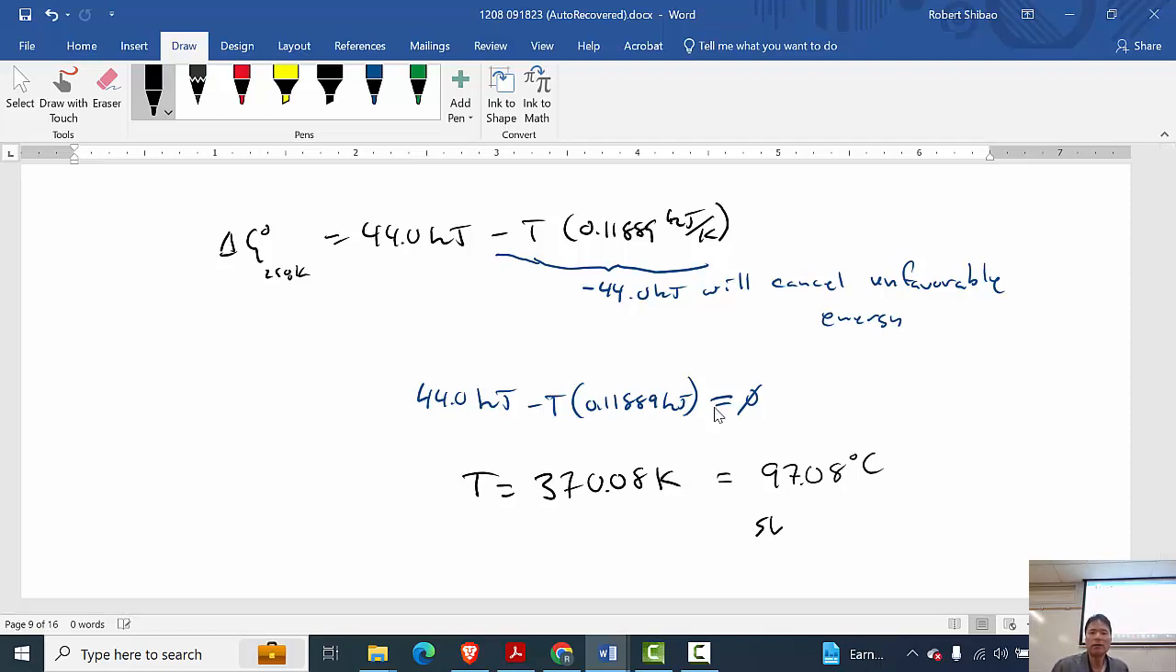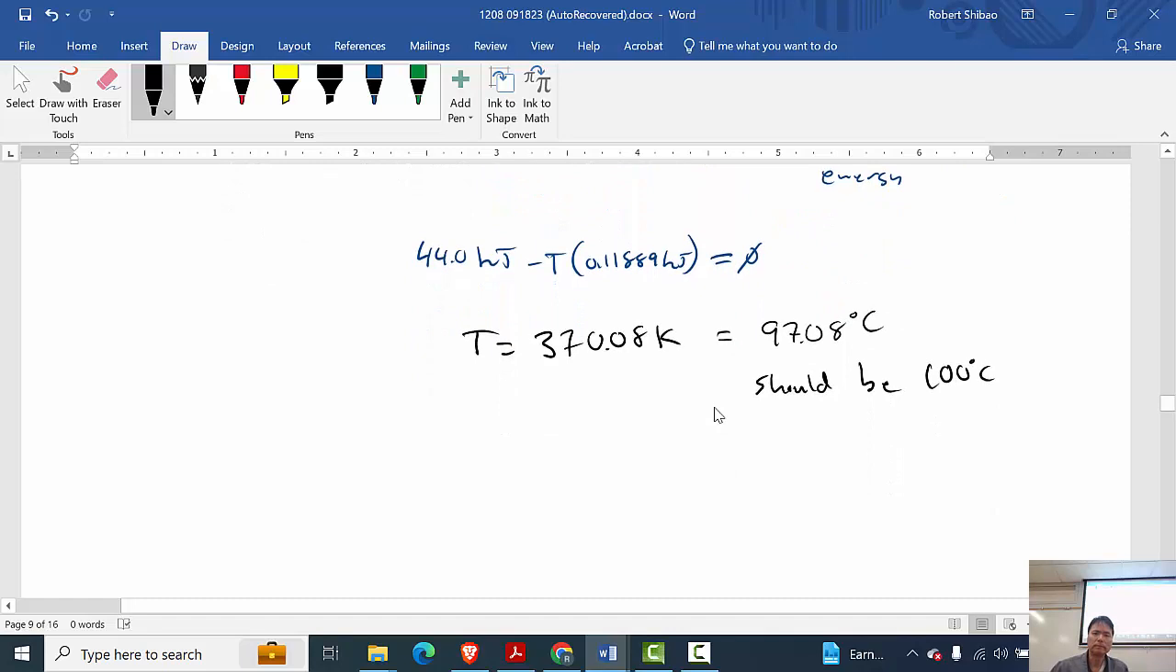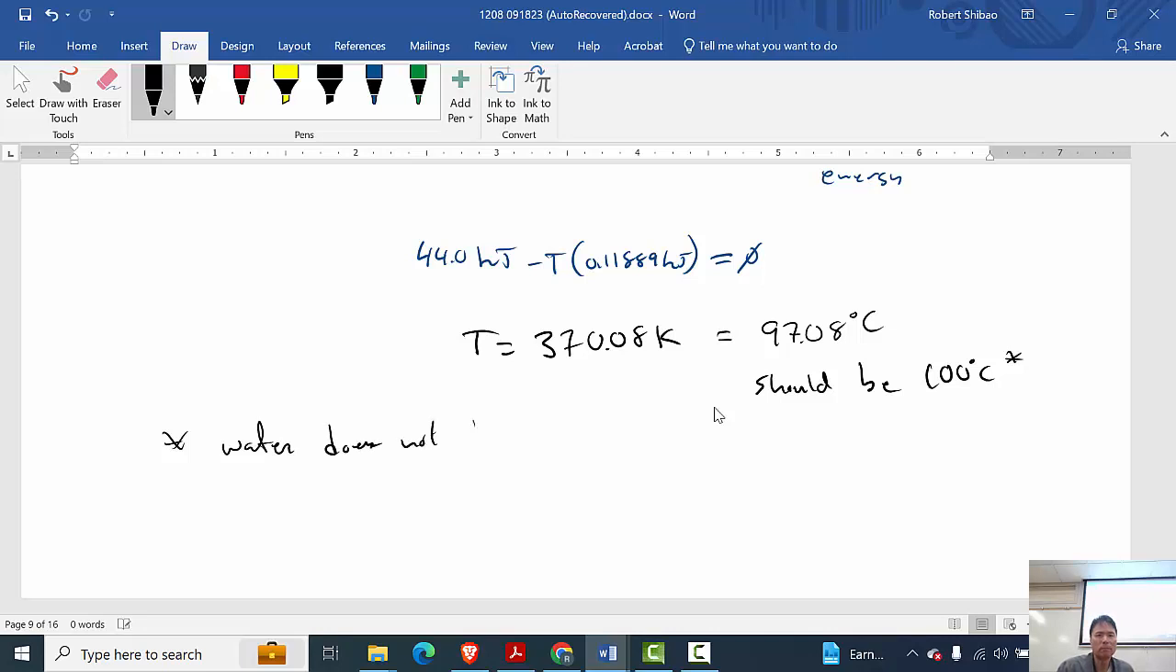And so why is it off? Should be 100 degrees C. Or should it be? Actually, this is not correct. It's not 100 degrees C because this temperature is for standard conditions. And standard conditions are for 1 bar. And so water does not boil at 100 degrees C under standard conditions.